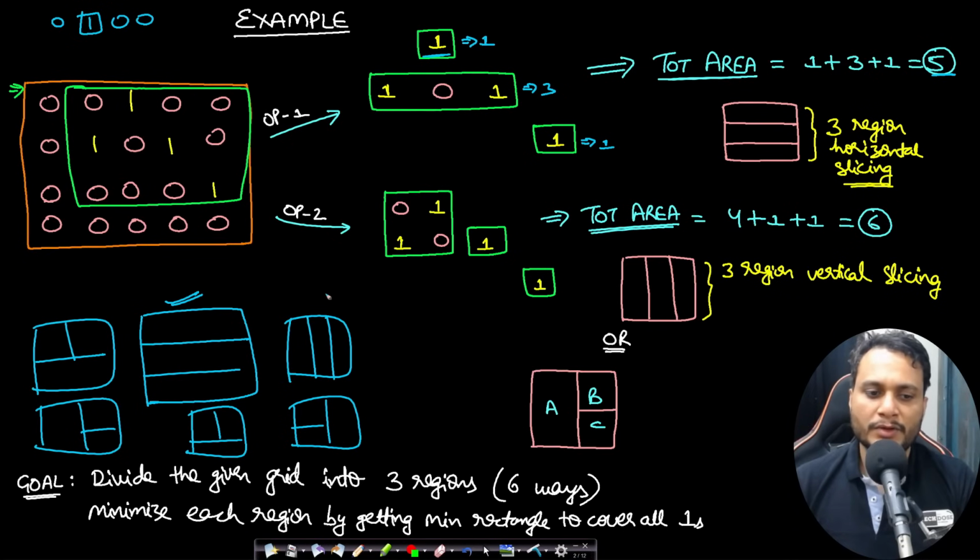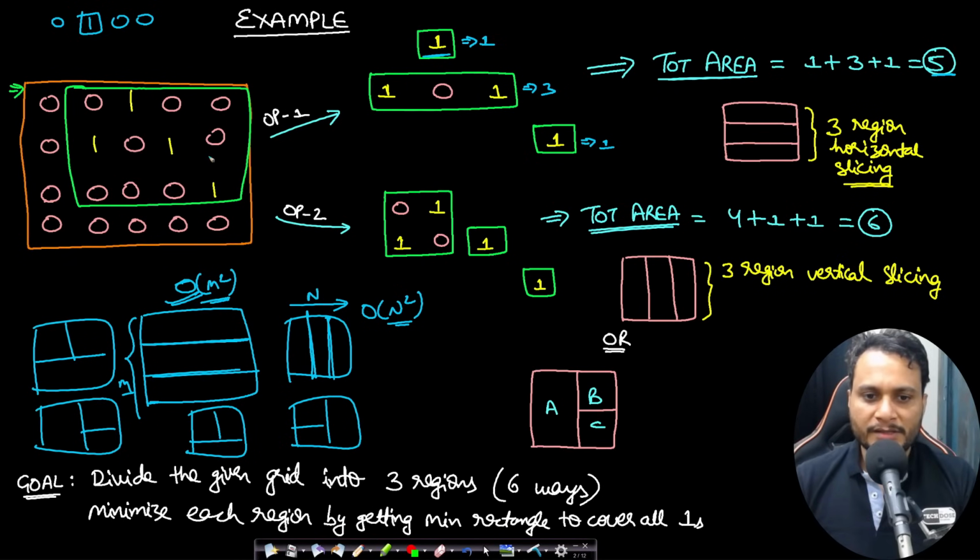In how many ways can we do this? Well, if we have, let's say, n number of columns, then the vertical partitioning can be done in order of n square ways. Similarly, if you have m number of rows, then the number of ways in which you can do horizontal partitioning will be order of m square ways, right? So these are the number of ways. Definitely we have to try out all the ways, and let's think about one option where you have taken this as one region where you have done the slicing like this, and in the first region you have a single one, and the second region you have a single one. So the total area is 6.